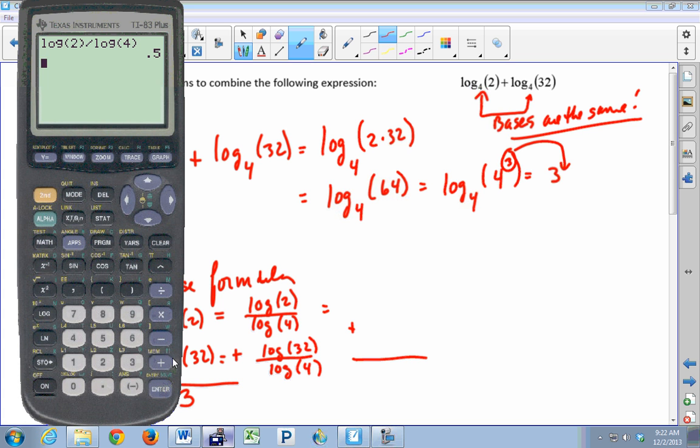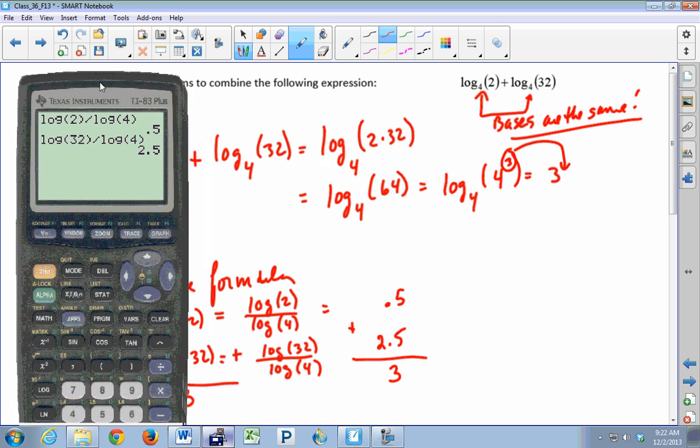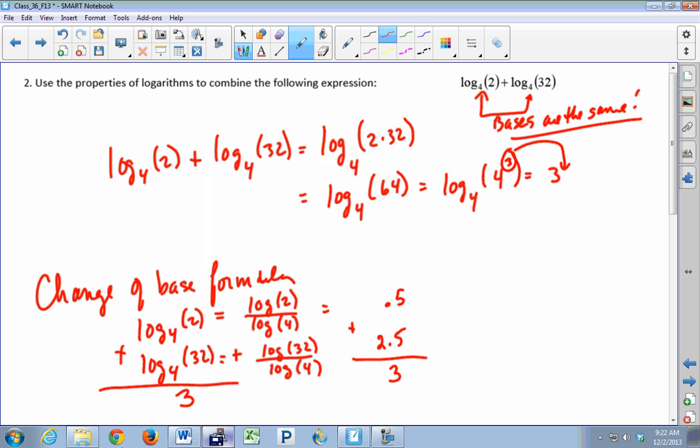equals 0.5. So this whole thing is 1/2. And then let's do log of 32 divided by log of 4. Log of 32 divided by log of 4 is 2.5. 2.5 and a half is 3. So that's how, if you ever forgot the property, you could always use your change of base formula and still come up with the same answer.